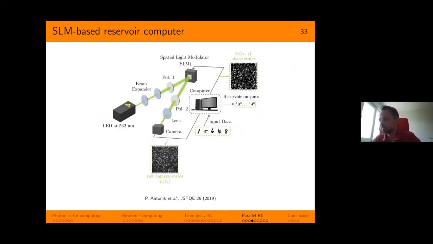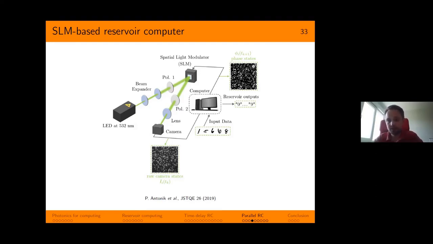because the camera doesn't see the phase modulation. In this scheme, the neurons are the pixels of the SLM, so the points of the SLM, and their nonlinear activation function is this nonlinear conversion of the phase modulation on the SLM to the amplitude modulation on the camera. And you can see here two examples of the reservoir states captured by the camera.